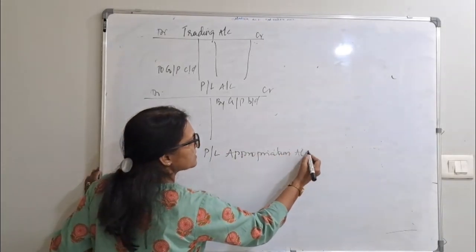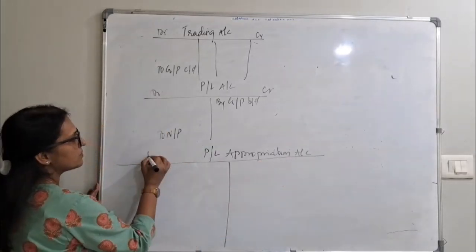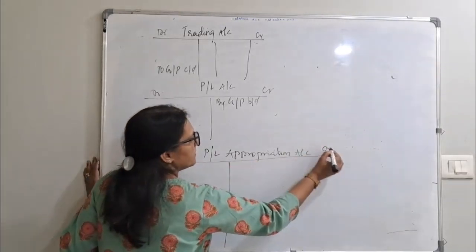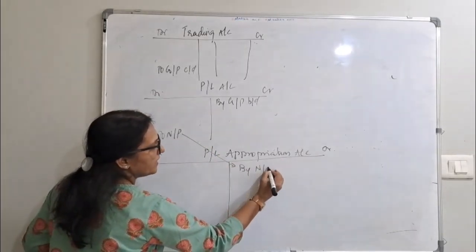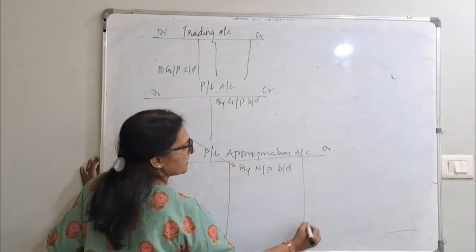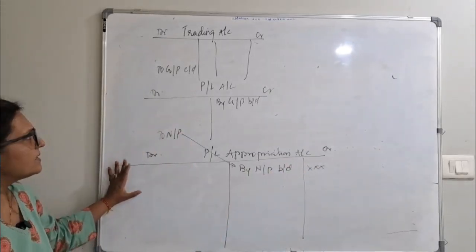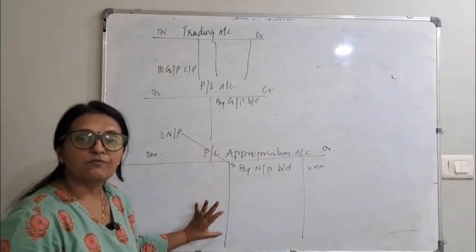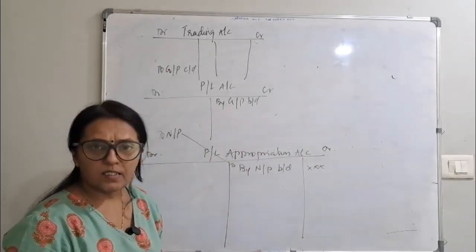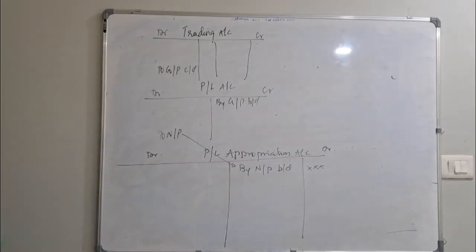Appropriation is nothing but distribution. The net profit that came, how will it be distributed among all the partners? This net profit will be brought down over here, net profit brought down. And then we start preparing the appropriation account. This is the sequence I have shown. Now I will be preparing the profit and loss appropriation very clearly with the journal entries. Take a look at this first.